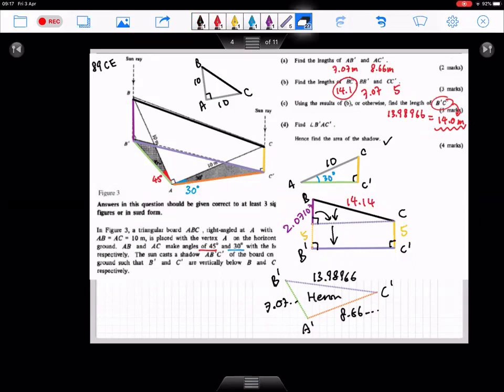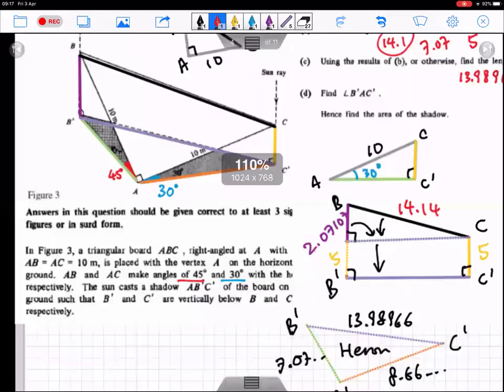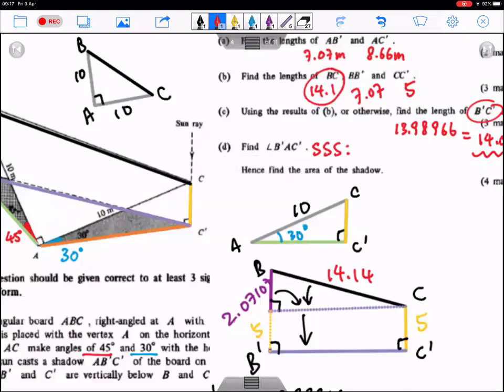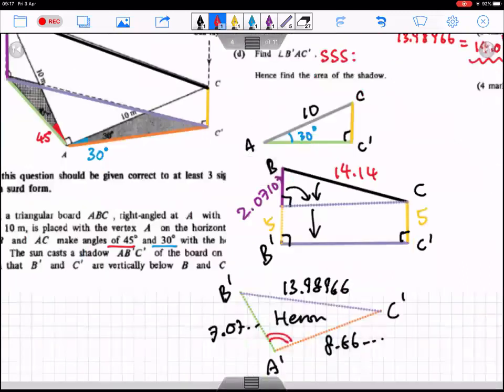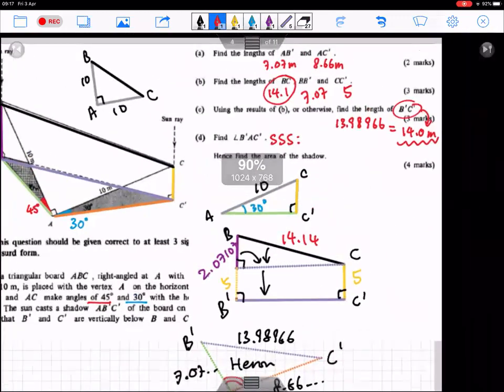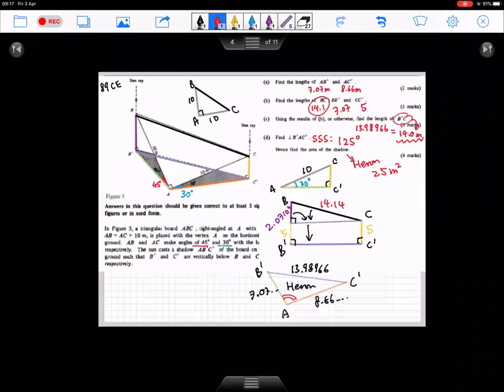And also we can use the triple S cosine formula to get the angle of B prime AC prime, because we are talking about this angle, not A prime, but A, all right? We can use the triple S cosine formula, and the answer to this one, to the nearest degree, is 125 degrees, all right? The area of the shadow, we can use Heron's formula, and that is 25 meters squared, all right? So this is it, all right? I think it's pretty good.